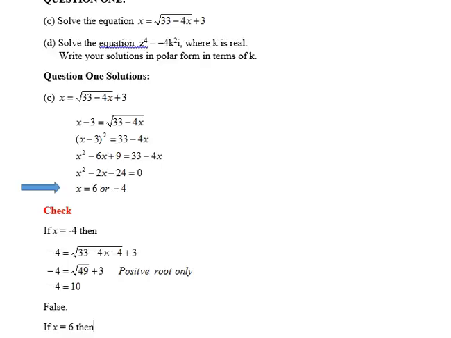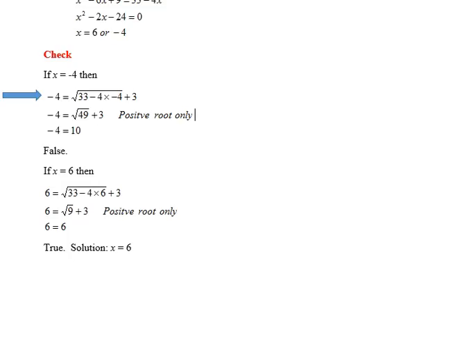At this point you have only achieved. To get the merit part of the question, you've got to check those two solutions. To check if x equals negative 4 is a correct solution, I substitute it into the original equation, and when I do that I end up with negative 4 equals 10. The square root of 49 is only 7.